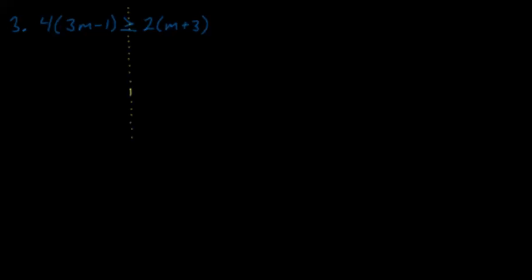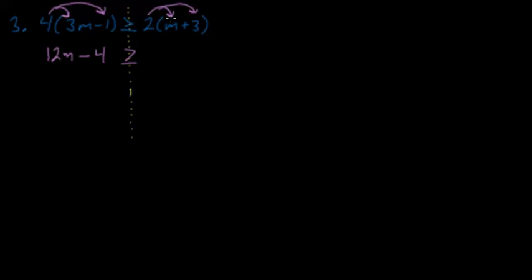So we're going to simplify first by using the distributive property. So I'm going to multiply this 4 times the 3m, giving me 12m. And I also have to multiply the 4 times the -1, gives me a -4. Bring the inequality. And over here, I have to use the distributive property again.